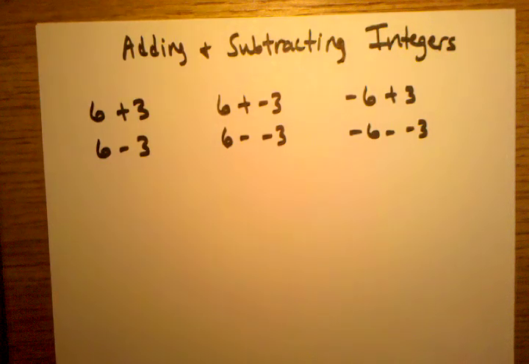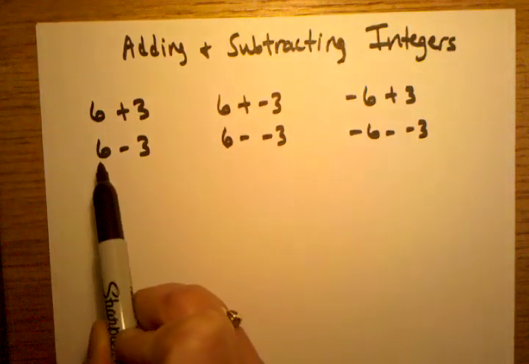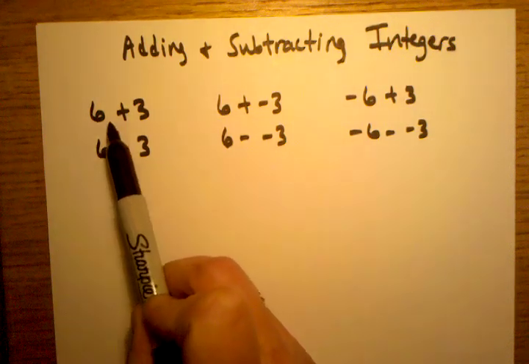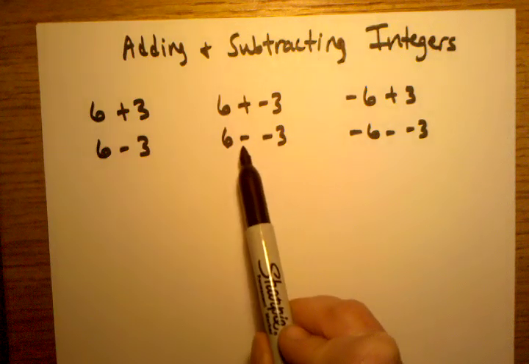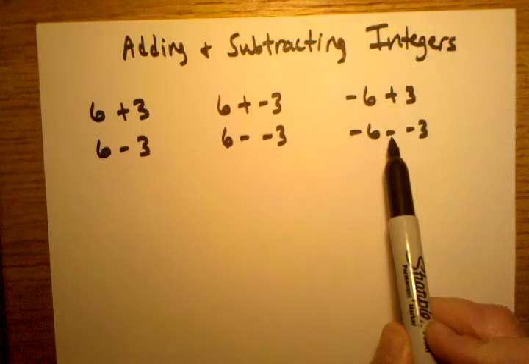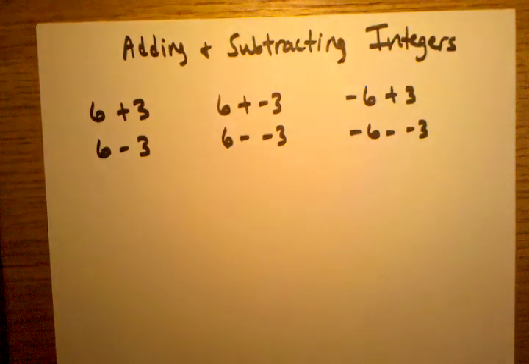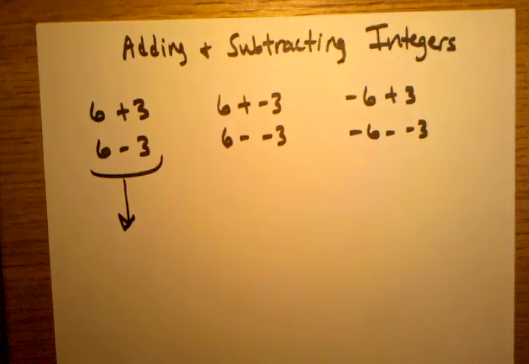By now, we've learned all the way through our elementary school years that we can add something like 6 plus 3, and we can subtract something like 6 minus 3 rather easily. What I'd like to do is introduce a different method for thinking about how we add 6 plus 3 and subtract 6 minus 3, and then use that method to help us figure out how we deal with negative and positive versions of 6 and 3. So let's start off with 6 plus 3 and 6 minus 3.